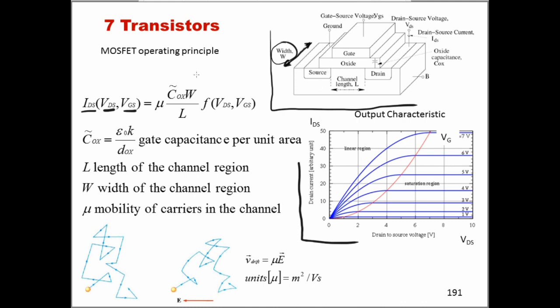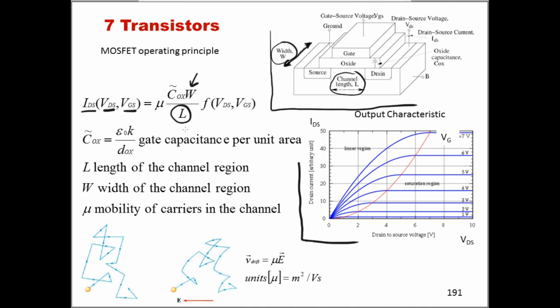And so we should expect that the IDS should be proportional to W. So W should appear at the numerator of whichever formula that is. Regarding L, what we should expect is that if L increases, we are making it harder for charges to move from the source to the drain. And so we should expect that L should probably be at the denominator of this formula that we are building up.